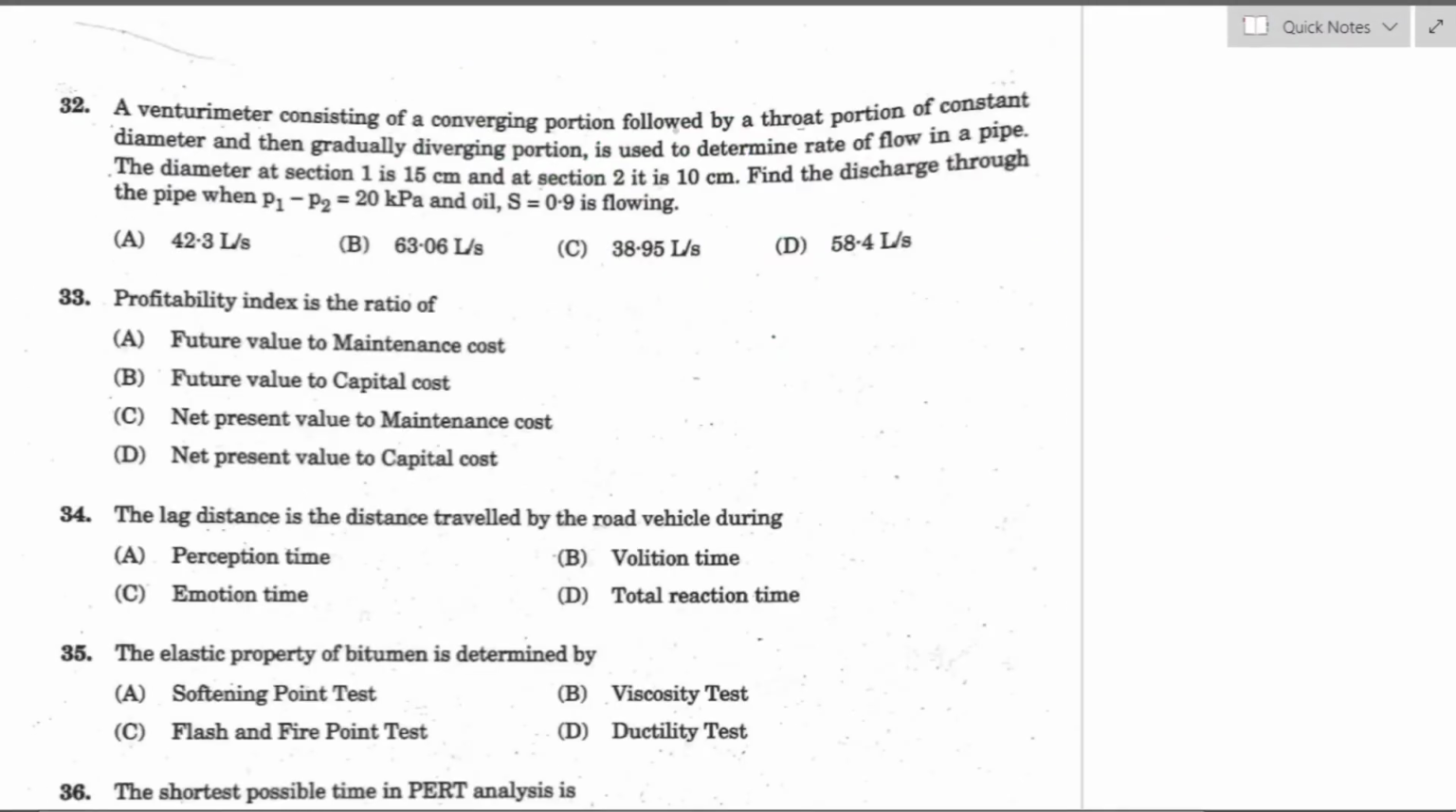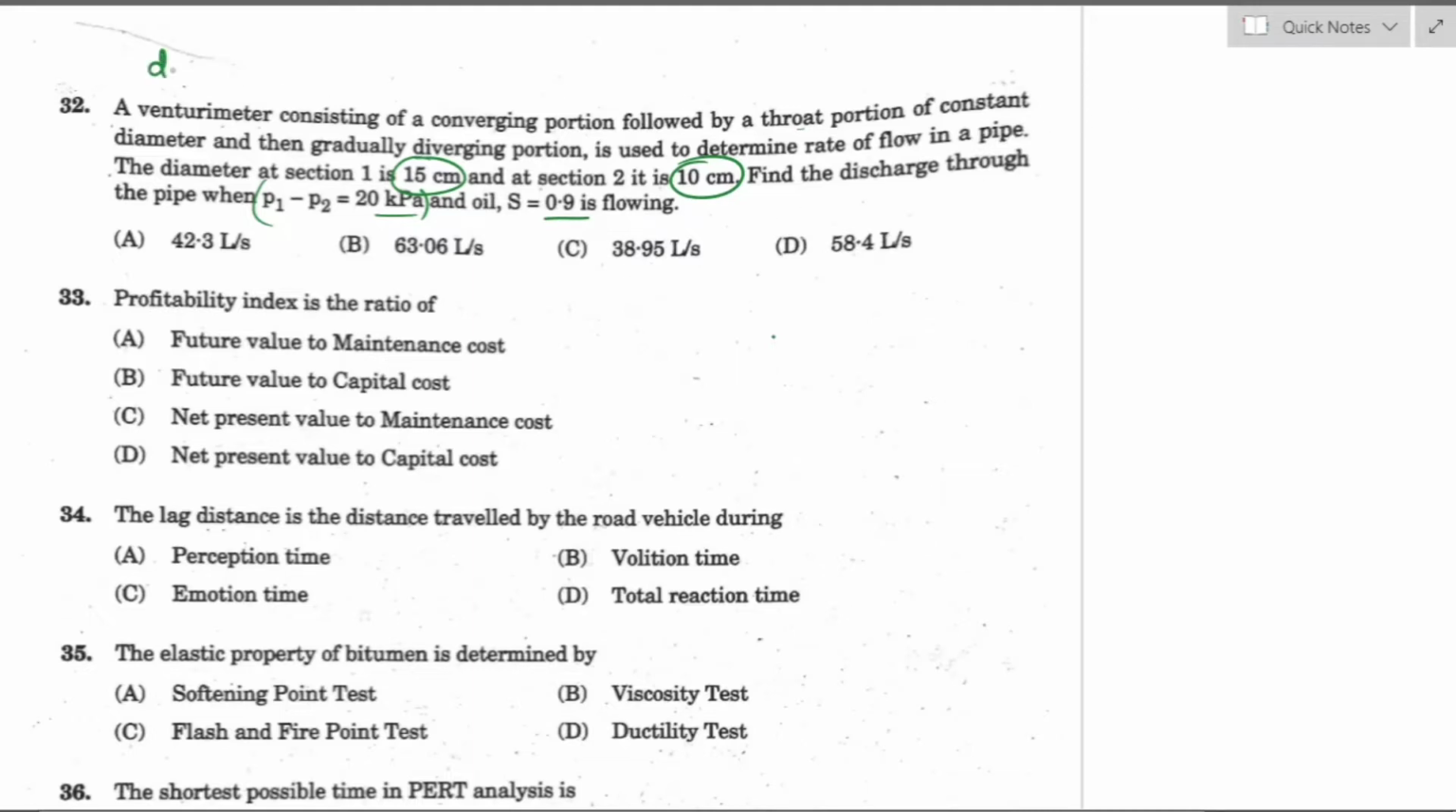Question number 32. A venturimeter consisting of a converging portion followed by a throat portion of a constant diameter and then a gradually diverging portion, and it is used to determine the rate of flow in a pipe. The diameter of section 1 is 15 cm and at section 2 it is 10 cm. Find the discharge through the pipe when the difference between the pressure is 20 kPa and oil of specific gravity 0.9 is flowing.